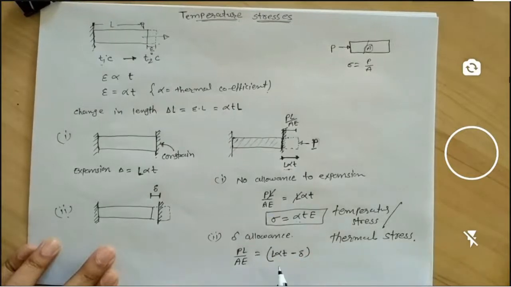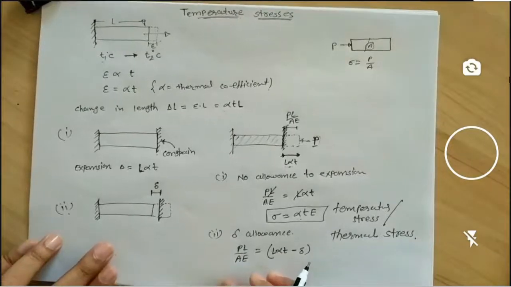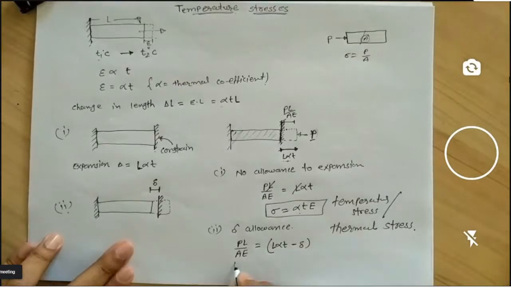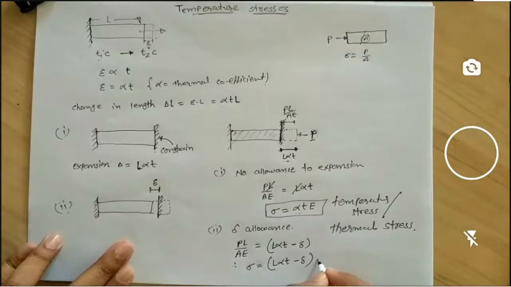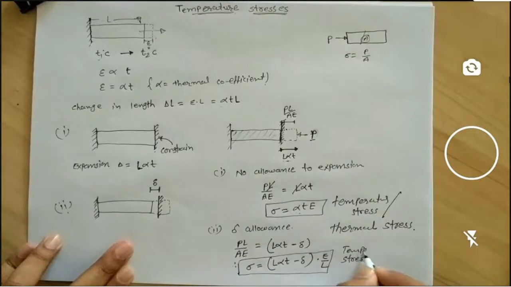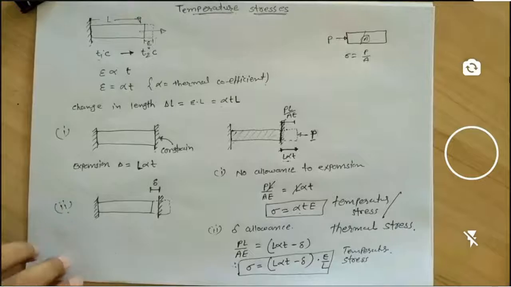Okay. And according to this expansion, stress is generated. Okay? So here the stress P by A is given by L alpha T minus delta into E by L. Okay? This is the stress, temperature stress or thermal stress.